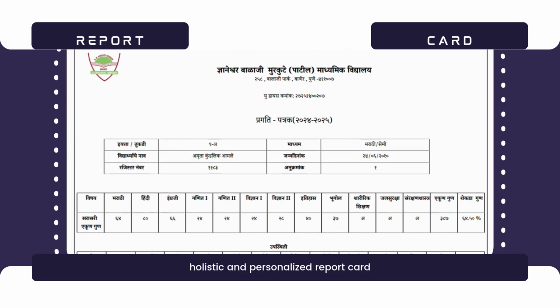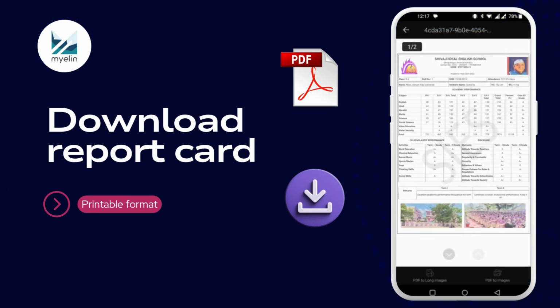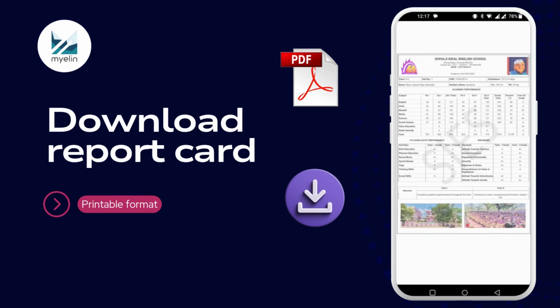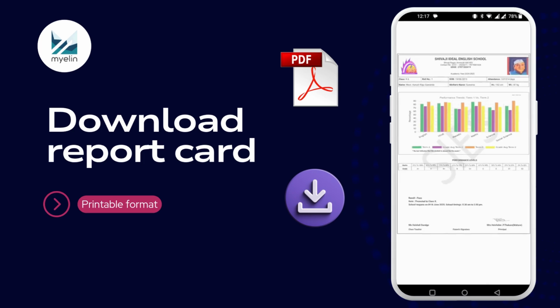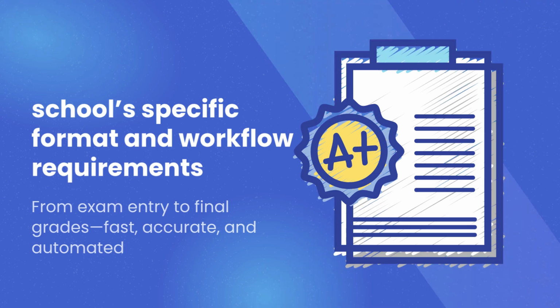After review and final approval by the admin or principal, the report cards can be downloaded or printed in PDF format. Schools can choose to distribute the report cards physically or digitally, as they are also visible to parents on the app. Myelin is fully adaptable to each school's specific format and workflow requirements.